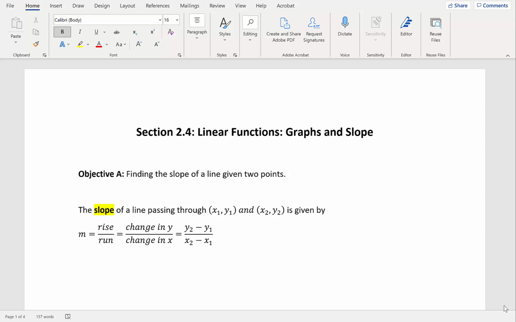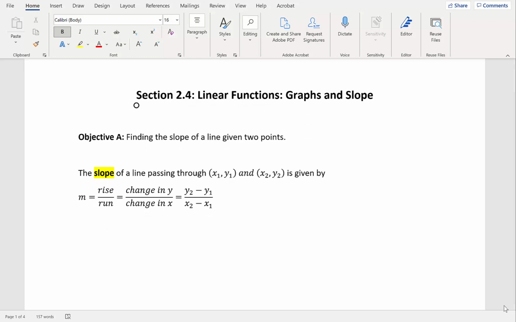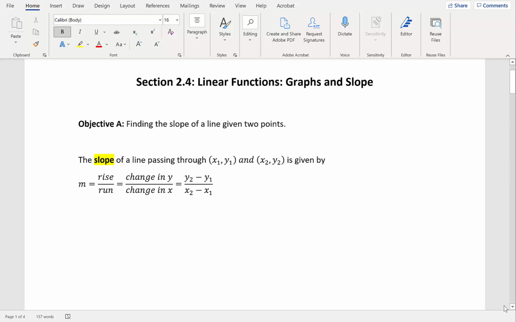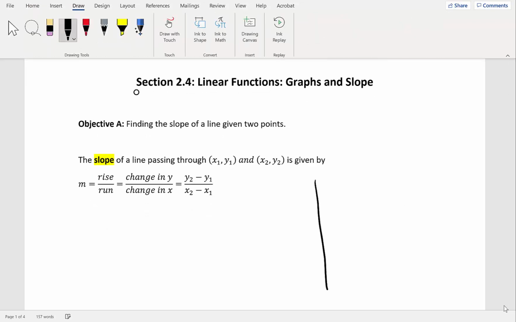So the slope of a line passing through x1, y1, and x2, y2 is given by m is equal to rise over run, which means the change in y over the change in x. And then the formula that you're going to be using to find out what the slope is, it's y sub 2 minus y sub 1 all over x sub 2 minus x sub 1. So let's take a look at what's going on with the graph so we can see it visually.